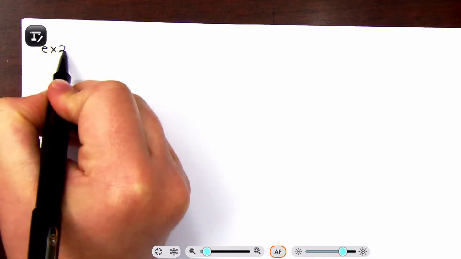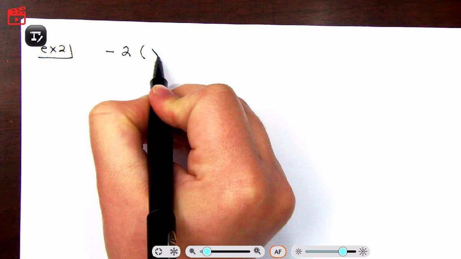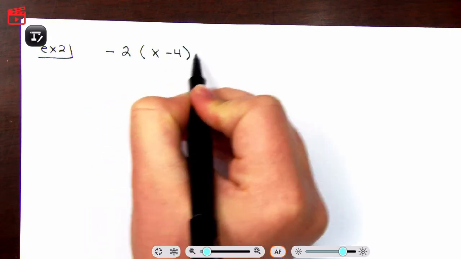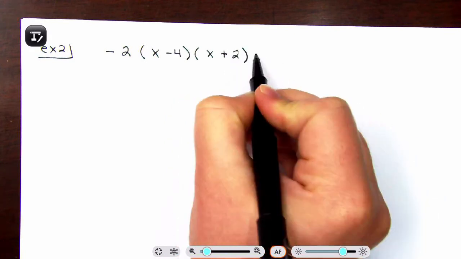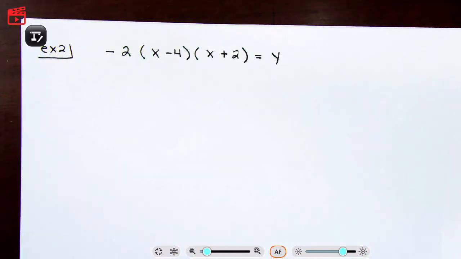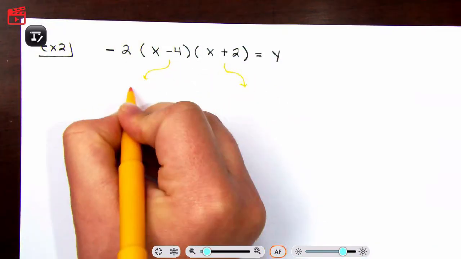So let's say we have example 2. Let's say we have y equals negative 2 times (x minus 4) times (x plus 2). Step number 1 is to find your x-intercepts. And again, your x-intercepts is taking each bubble, setting it equal to 0 and solving.